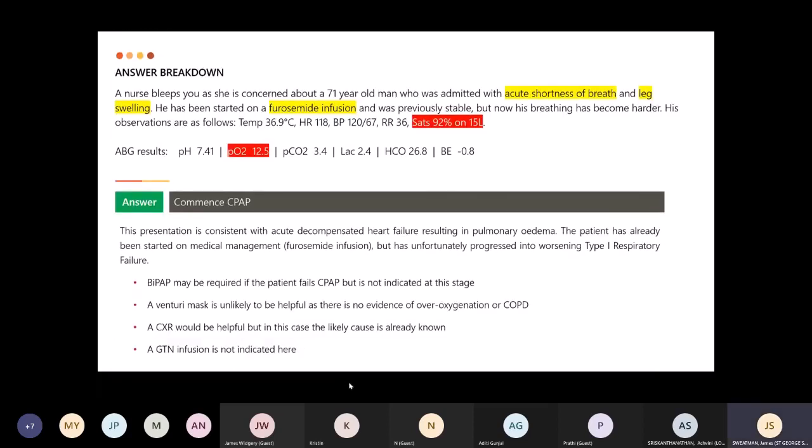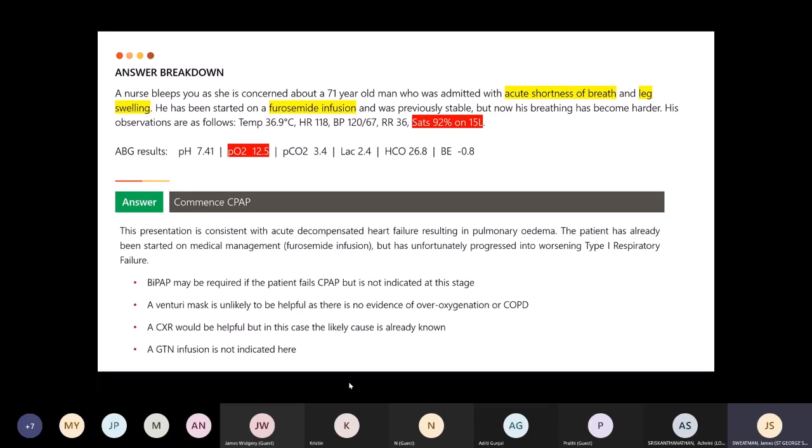Okay, so no surprises about what the presentation is here. So this guy's got heart failure and pulmonary edema, right? I mean, he's on the treatment for pulmonary edema, furosemide infusion, and it's just not working anymore. So his breathing has become much, much harder. He is on 15 litres of oxygen and he's saturating 92%, and it's bad.